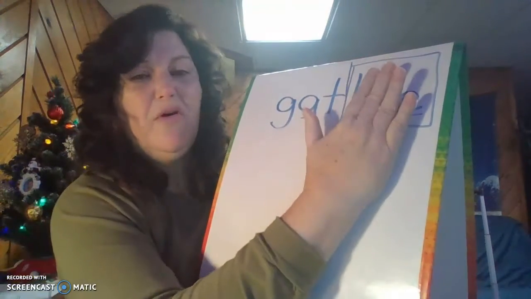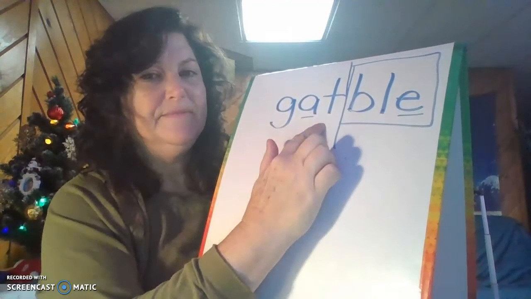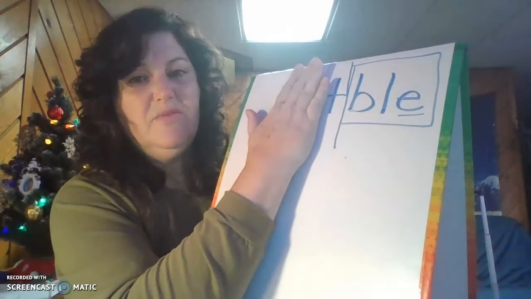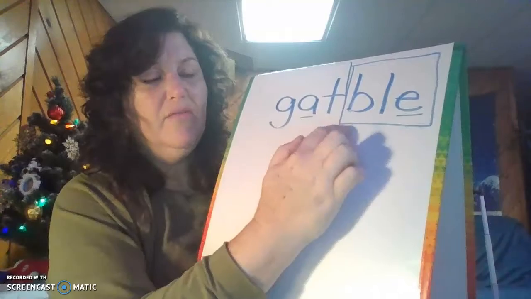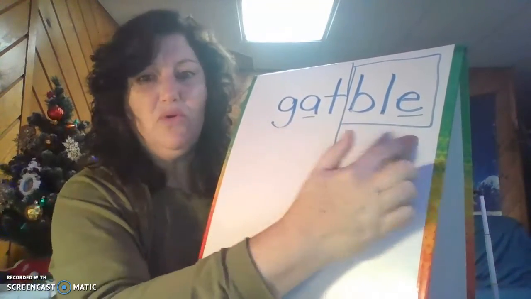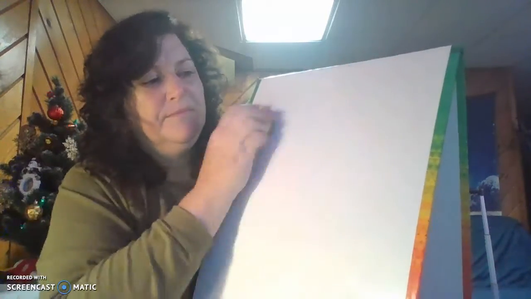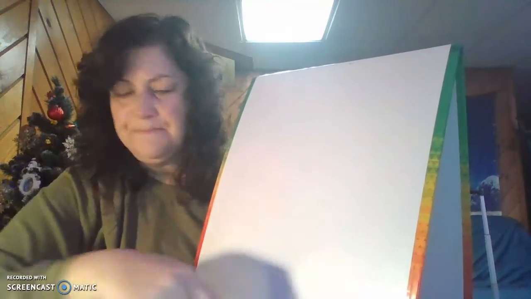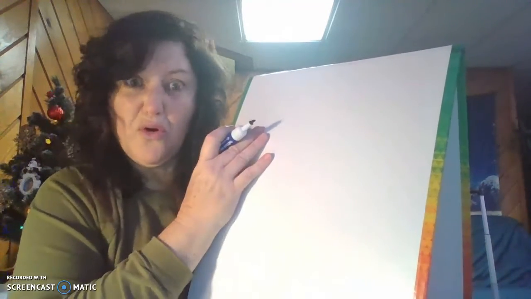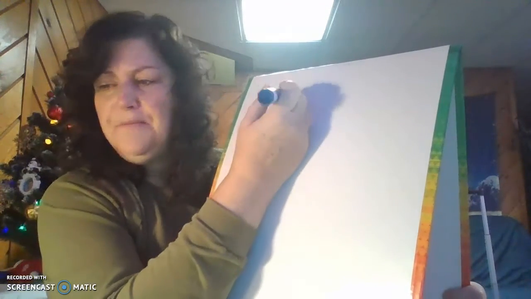Okay, first part we have closed syllable. We've got a gat. Second syllable we have consonant LE, bull. Put them together, my friends, and we have a gatbull. All right, let's see. One more pseudo word, and then we're going to move on to some real ones. All right, here we go.